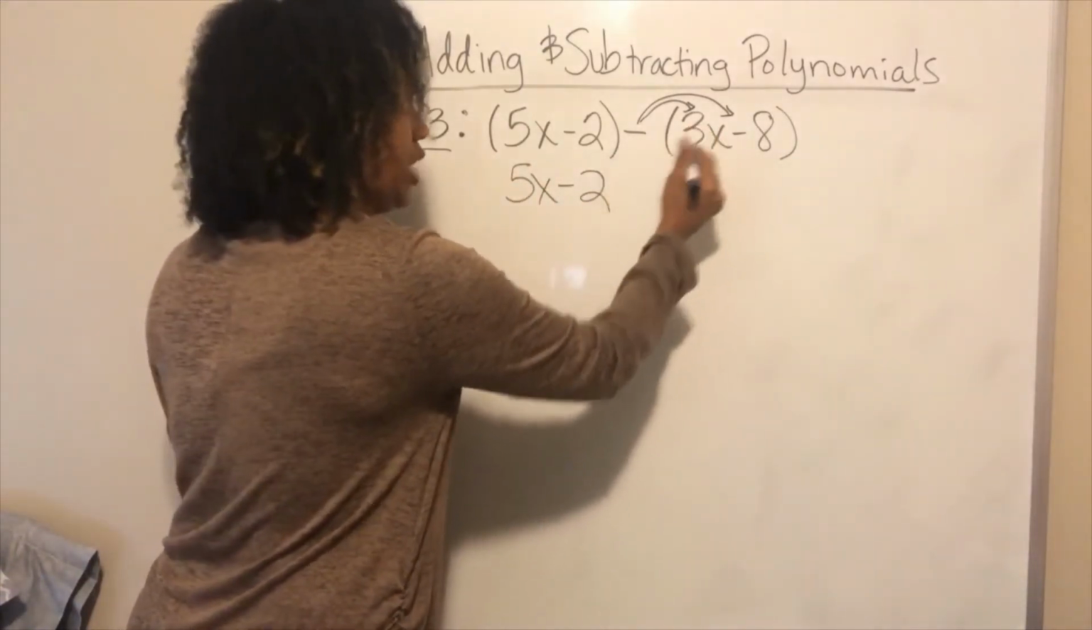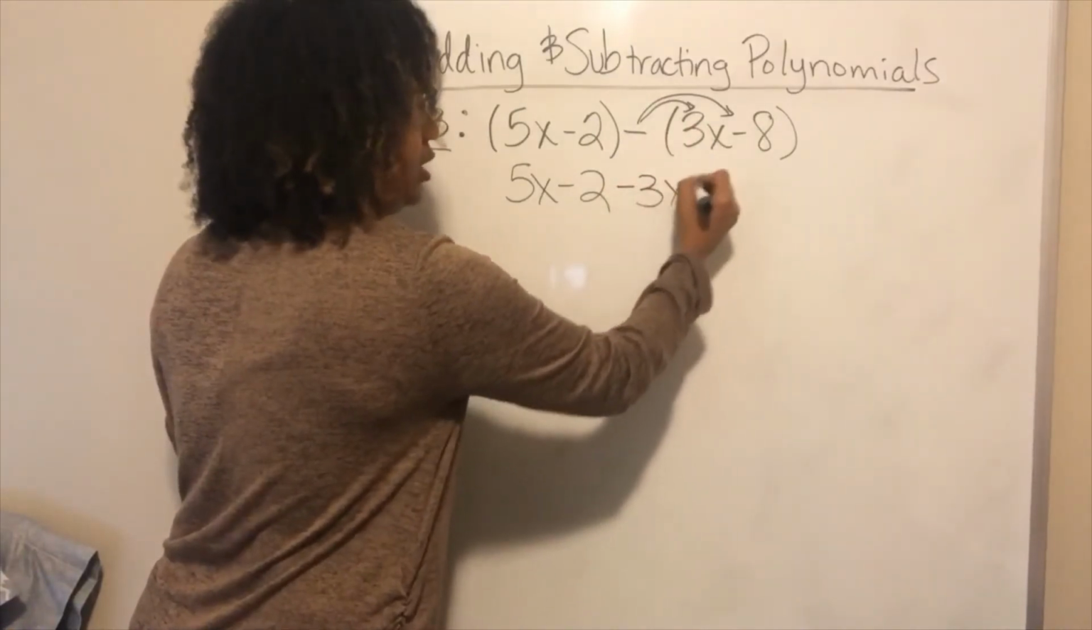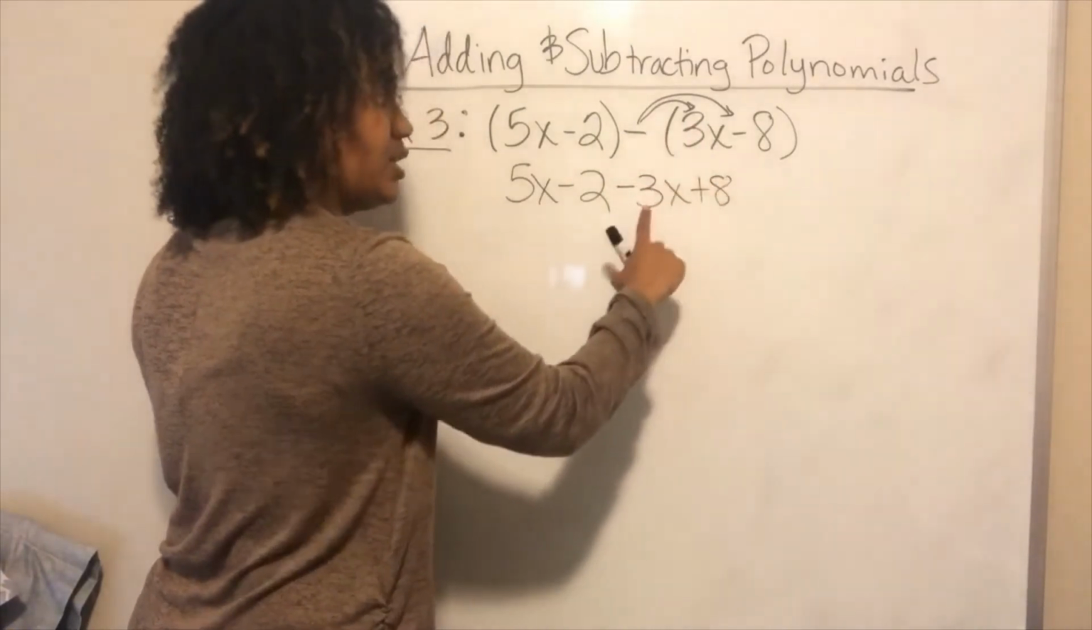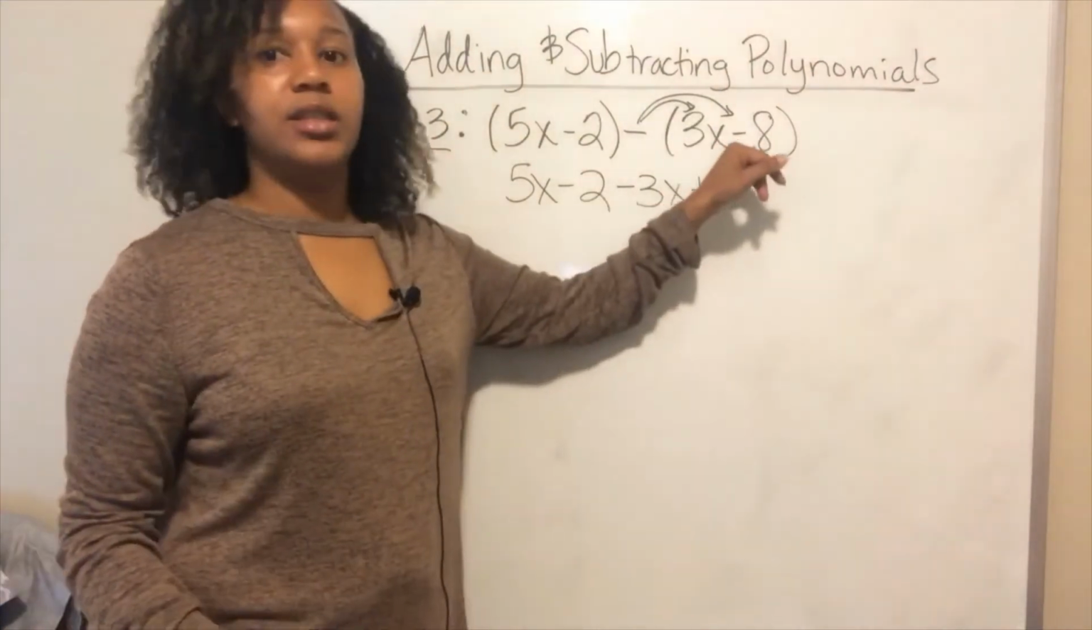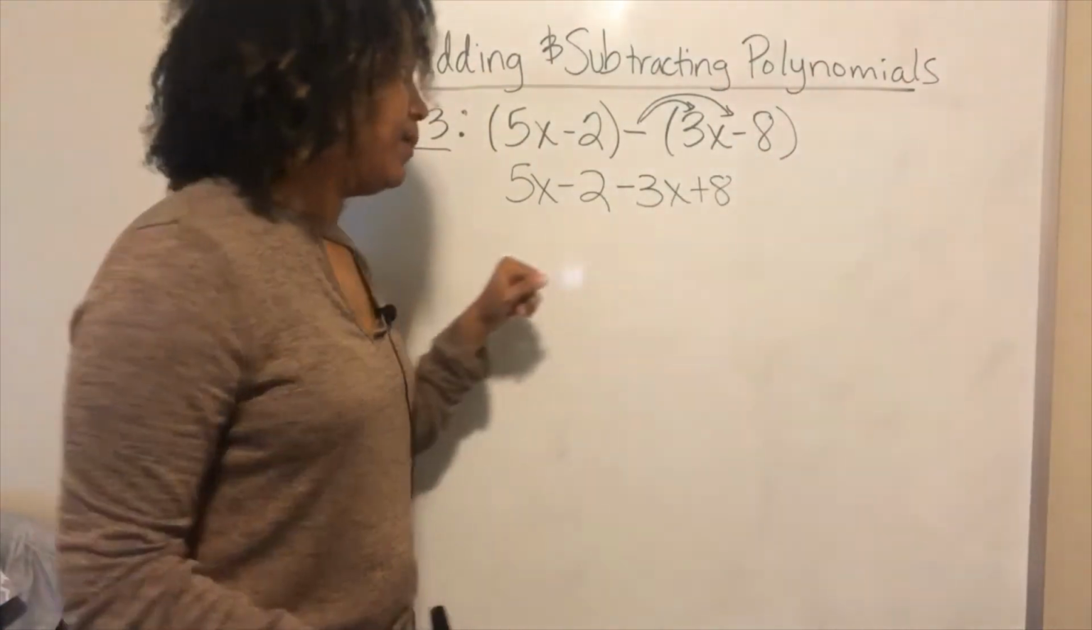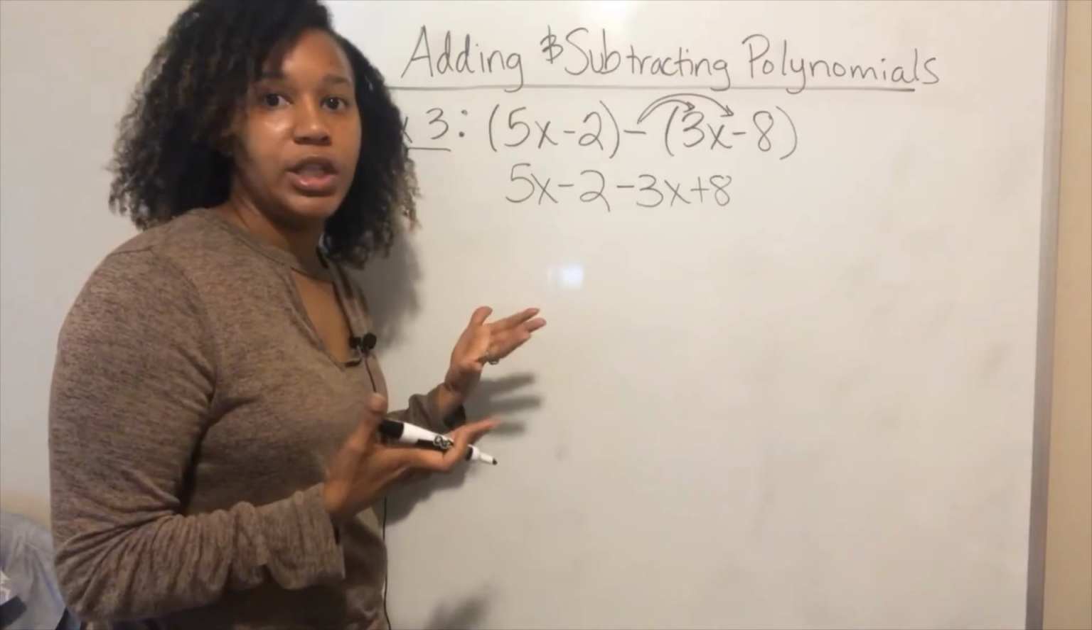But I would have to change the sign of everything in these parentheses. So this positive 3x becomes a negative 3x. And this negative 8 becomes a positive 8. And so now I would combine my like terms.